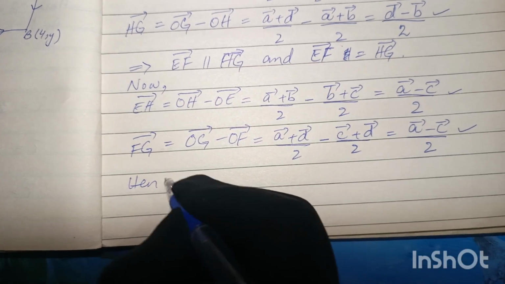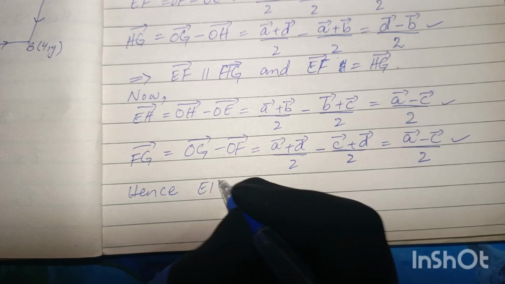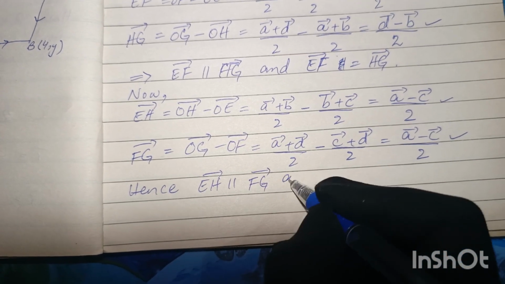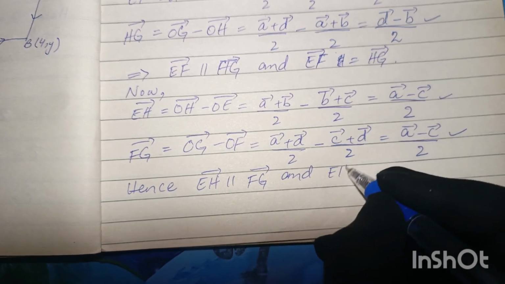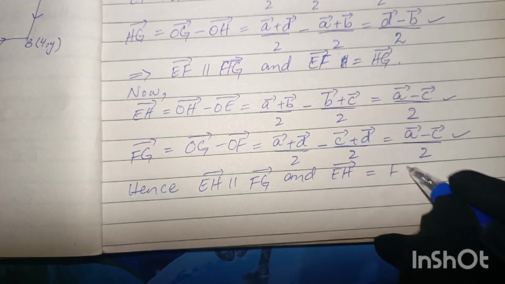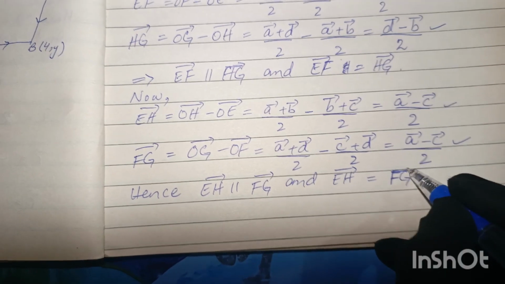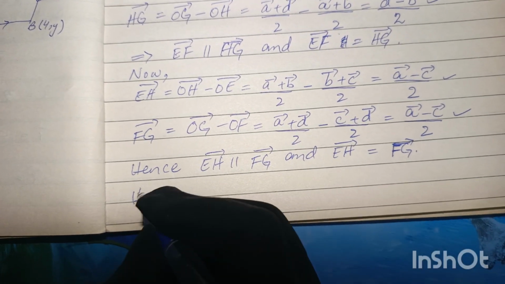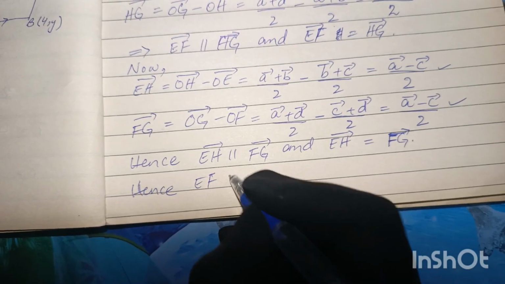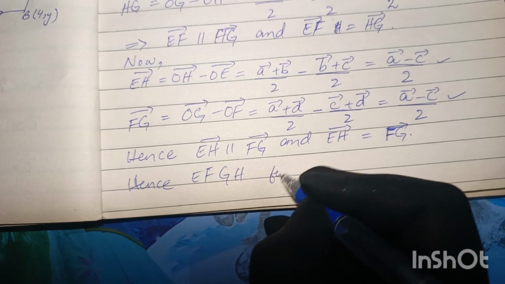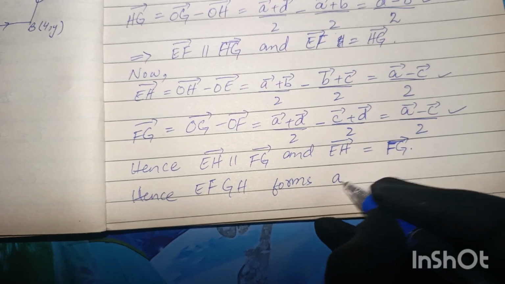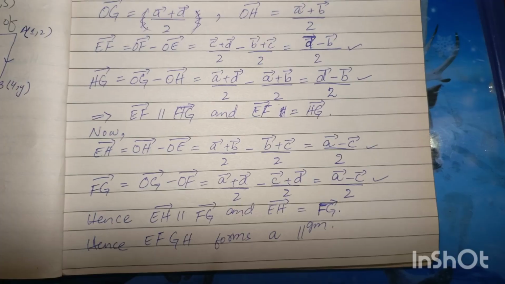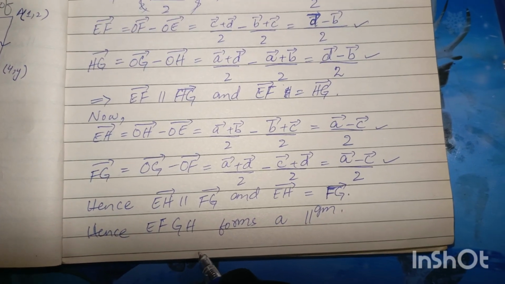Hence EH is parallel to FG and EH is equal to FG. Hence EFGH forms a parallelogram. So here question number 11 is completed.